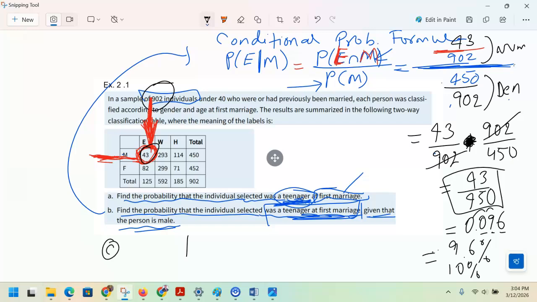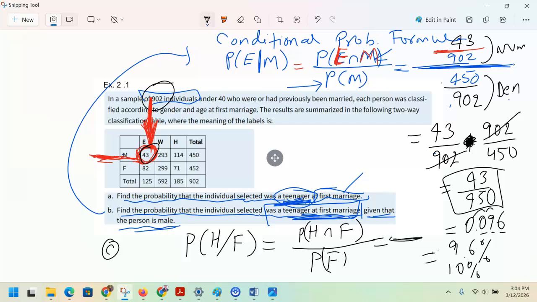Let's see what is the probability that a person is married in late 30s, given that the person is female. So we could do it this way also. This means the probability of late 30s and female, that means a person married in late 30s and a female, and the probability that she's a female. So this could be another question, and we can also write directly here.